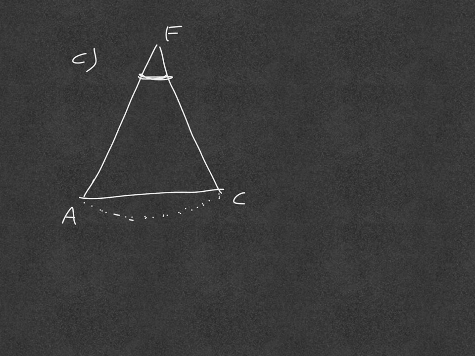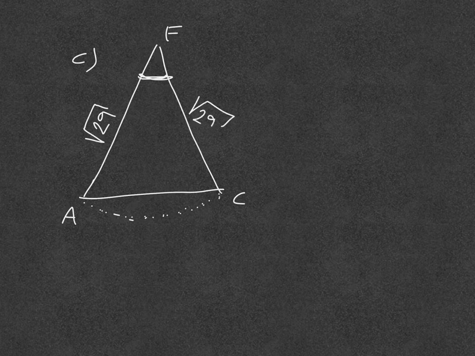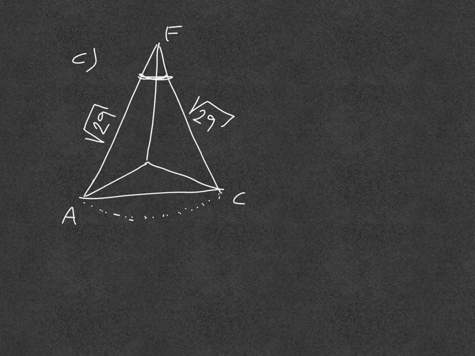We've already found the length of AF. That was the slant height, or it's the same as the slant height. So that's going to be the square root of 29. So this is also the square root of 29. And what else do we have? We know that, okay, this is the base called O.